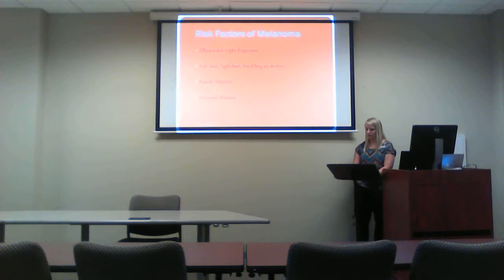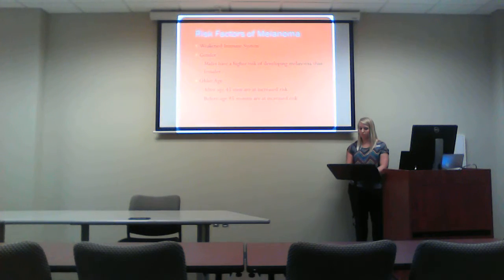Another risk factor can include a weakened immune system. As we all know, your immune system helps protect and fight infections, and if a person has a weakened immune system, they are more likely to develop infection or many types of cancers. So a person with a weakened immune system is at very high risk.